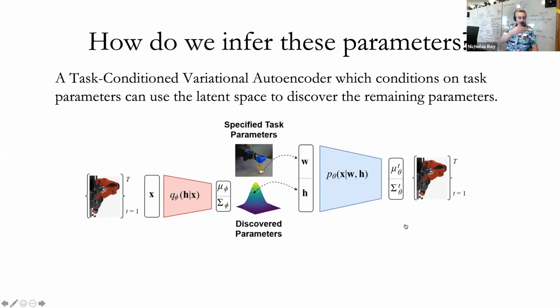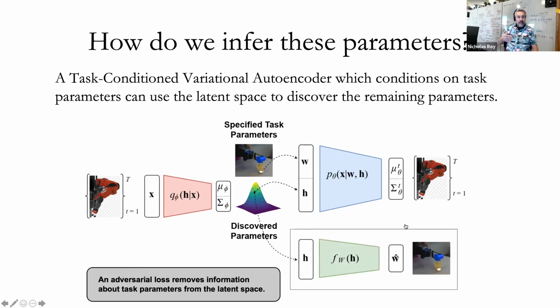So we essentially have a demonstration of a task. We encode that, then we specify the task parameters as part of the decoder, and the encoder is encoding the task in the latent space. Then we use an adversarial loss to remove information about the task parameters from the latent space that doesn't correspond explicitly to the task itself. And so essentially we have an alternating optimization problem that minimizes the amount of information in the latent space that encodes the task parameters to give us a disentangled set of the remaining discovered parameters.